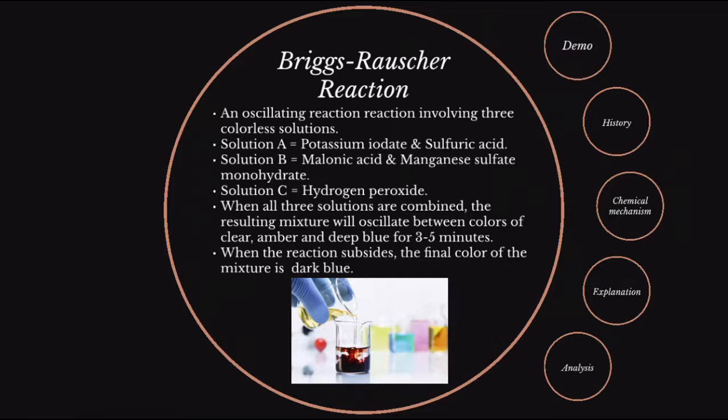Solution A involves a mixture of potassium iodide and sulfuric acid, while solution B is a mixture of malonic acid and manganese sulfate monohydrate. The final solution is hydrogen peroxide. When the three colorless solutions are combined together, the resulting mixture produces an oscillation between colors of clear, amber, and deep blue. When the reaction subsides, the final color of the mixture is dark blue.